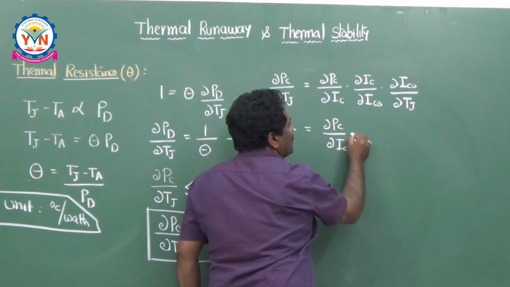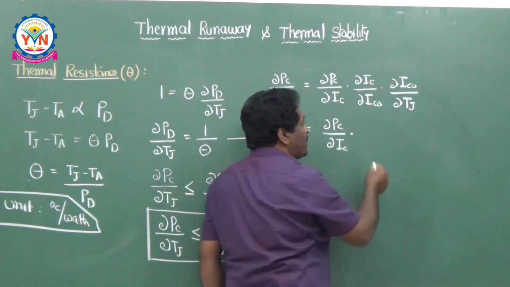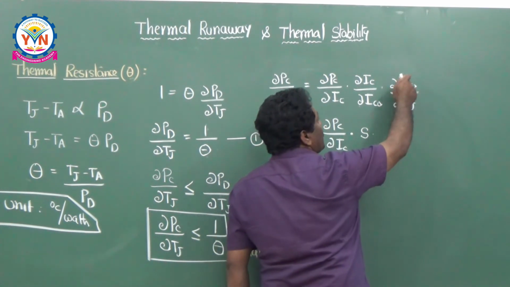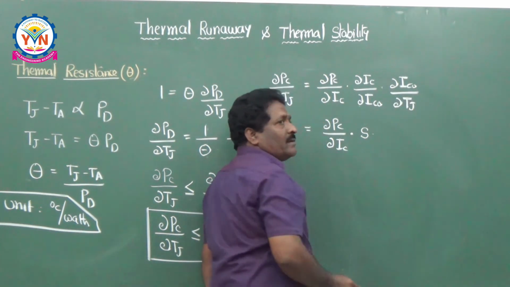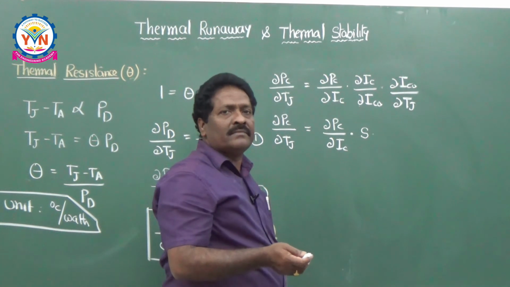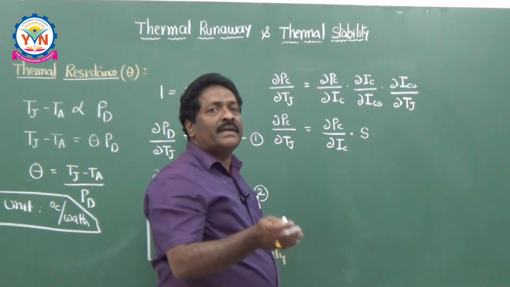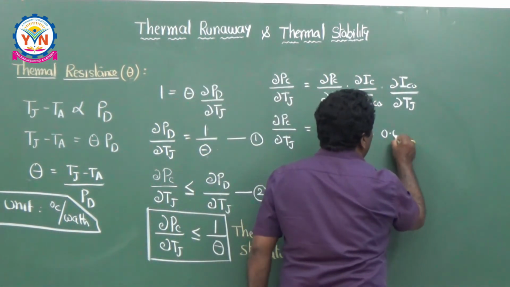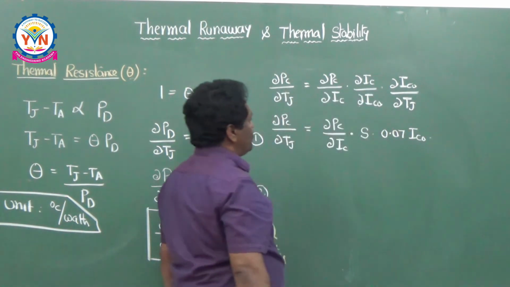What is it? Variation of Ic with reverse saturation current is nothing but a stability factor, S, into the rate of change of reverse saturation current with temperature. You know very well, in germanium and silicon transistors, on average, there will be a variation of 7% per degree centigrade. That's why you can write down here, it is 0.07 Ic naught. This is also a constant.